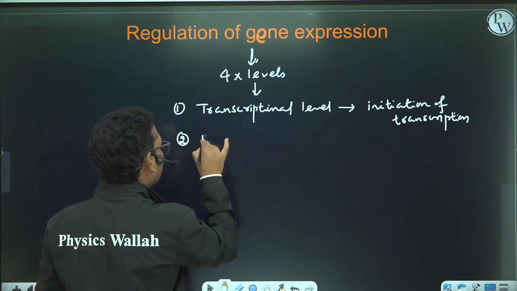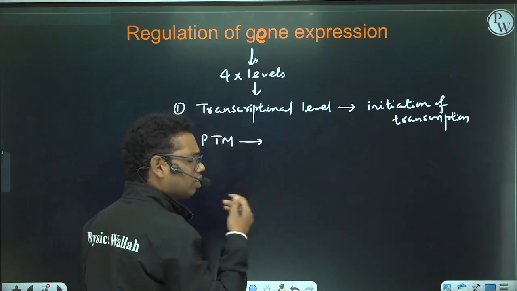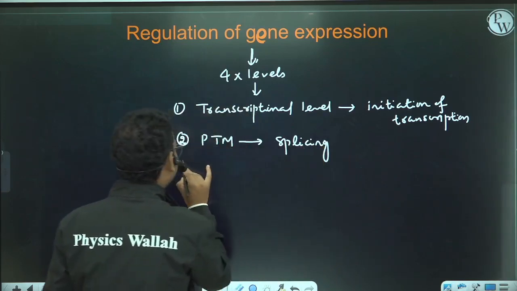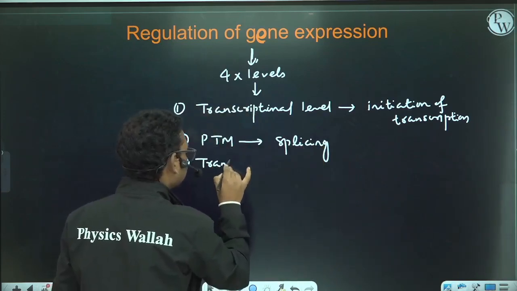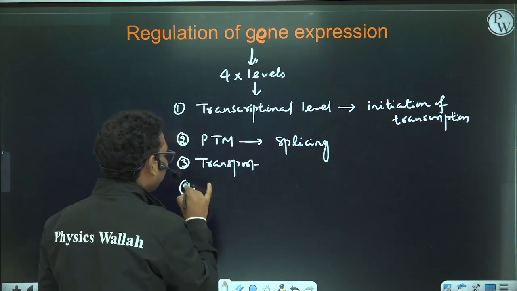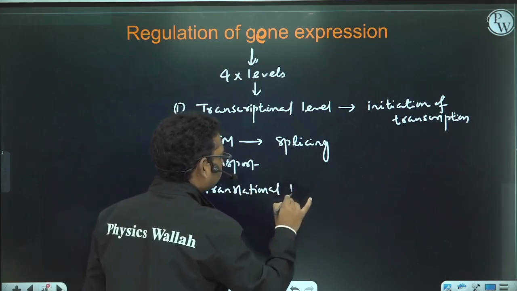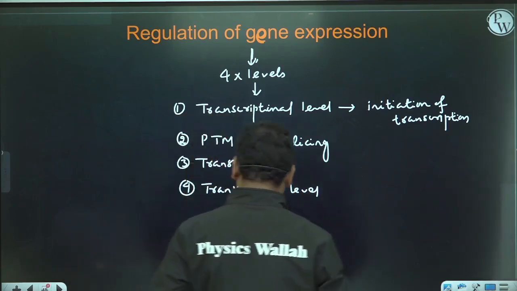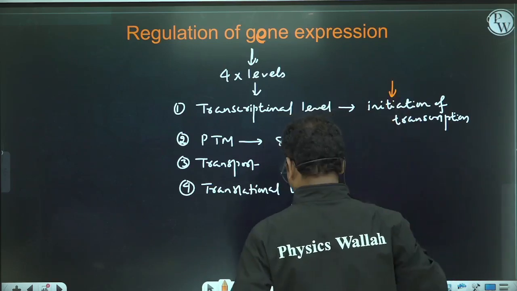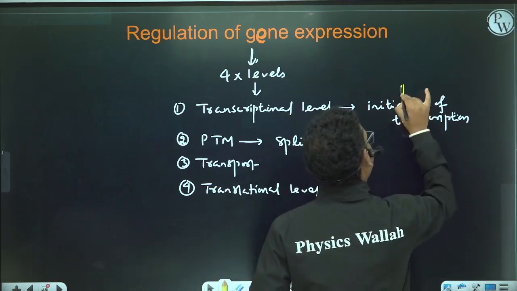Second is post-transcriptional modification or processing, and this includes capping, tailing, and splicing, and here I will include the splicing. Third is transport level, transport of mRNA from nucleus to cytoplasm. Fourth is translational level. And the best site for regulation of gene expression is the initiation of transcription. This is the best site.